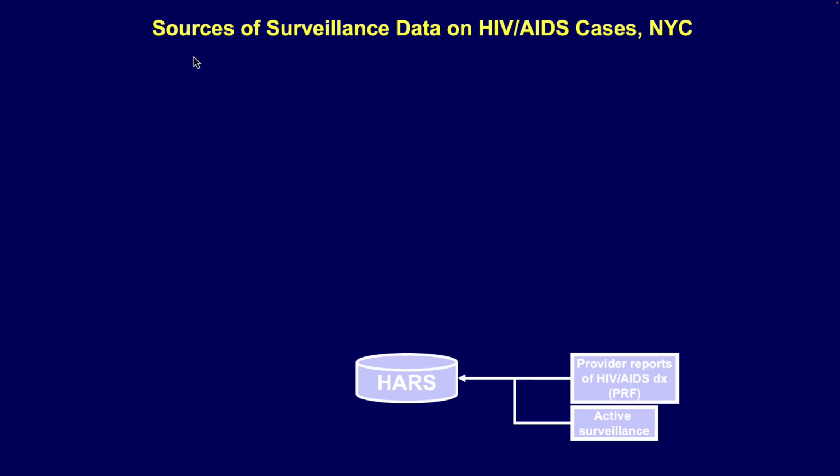Importantly, there's also a deduplication process that needs to happen, because it could happen that two different providers report the same person as a case, or it could happen that active surveillance finds a case that's also reported from another provider. So inside of the surveillance system, there needs to be a robust means of deduplicating cases.